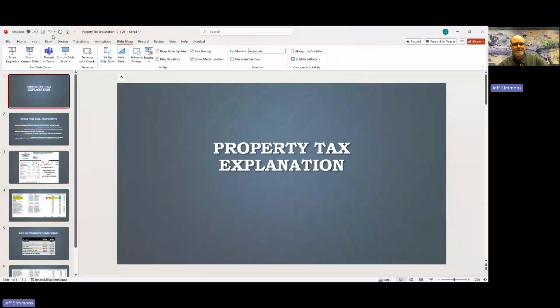Hi, this is Jeff Simmons, Associate Superintendent of Operations for the Buckeye Union High School District. And today we wanted to share with you information about how property taxes are calculated.